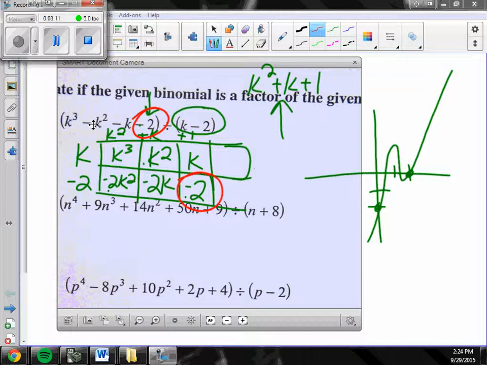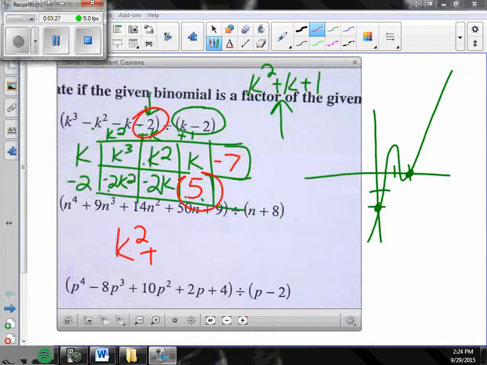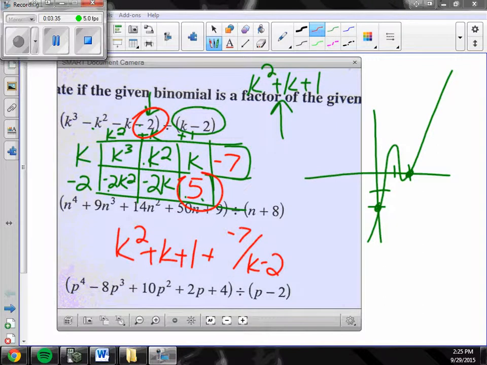Now, what happens if I come down and I get to this number, and let's say it's 5? How much do I need to get to negative 2? We need to subtract 7 more, so the answer would be k squared plus k plus 1 plus negative 7 over k minus 2. And that's true. That would be the equation, but I never explained to you what is the significance of negative 7. How does it relate to the graph? Why is it negative 7 and not some other number?